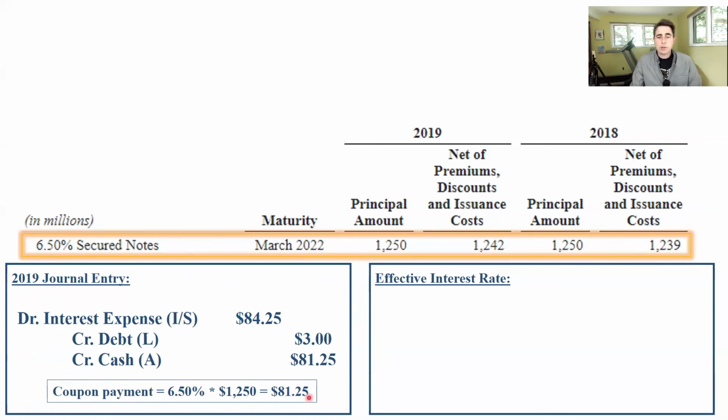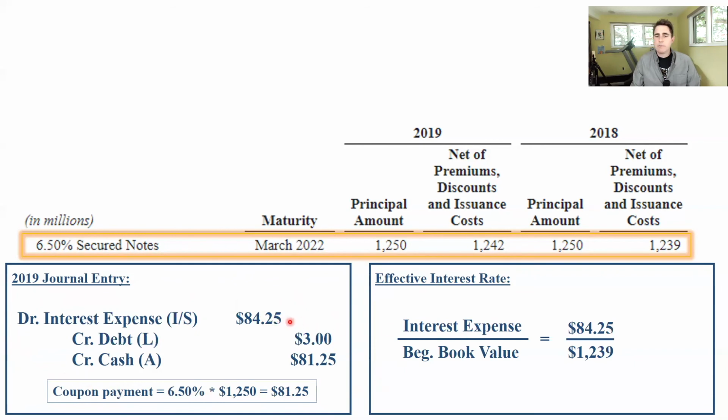So the next thing we can do is calculate the effective interest rate, now that we know interest expense for this particular bond issuance. Again, the effective interest rate is interest expense divided by beginning book value. Interest expense is this 84.25. Beginning book value is 1239, right here. When you do that math, you get 6.8% as the effective interest rate on this particular bond issuance. And so that's the answer. We have now found the effective interest rate on the issuance of this particular bond.